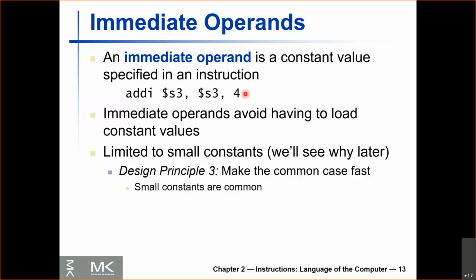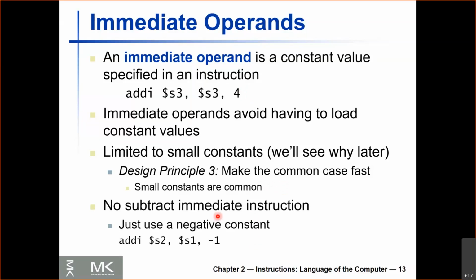Now for large constants, we're going to have to use multiple instructions, and we'll see that later. But that's okay because it's not very common for us to add large constants. So it's unnecessary to create an instruction that helps us add large constants. So we make the common case fast by providing an instruction for small constants, and large constants, which are less common, need more instructions.